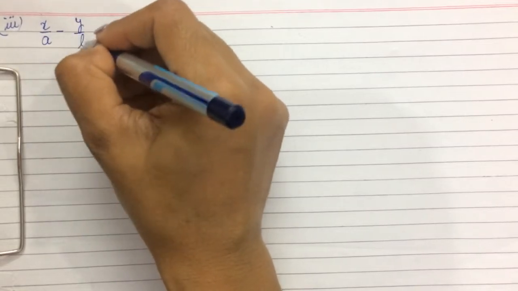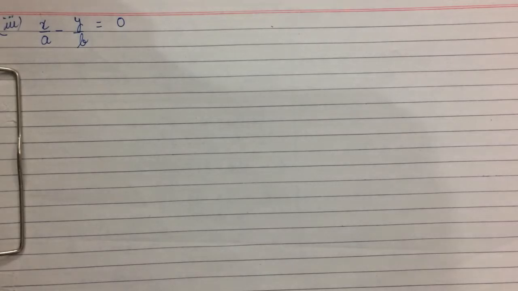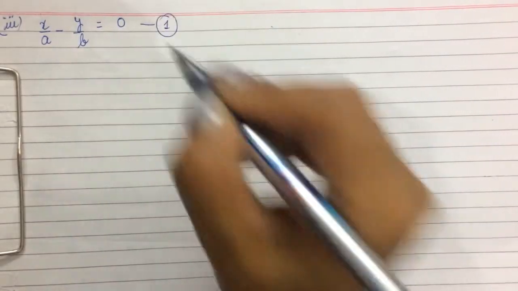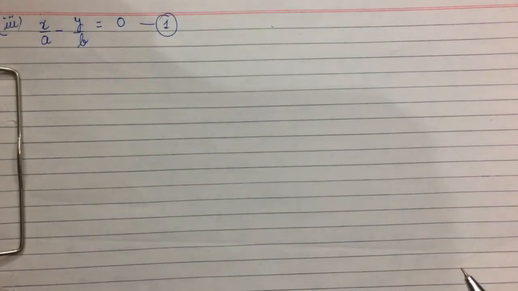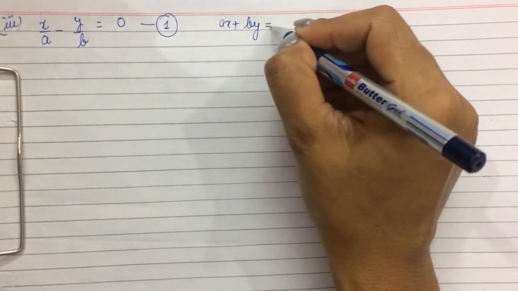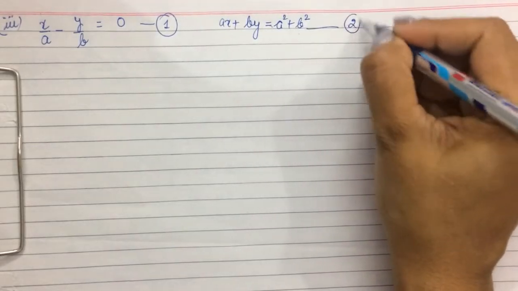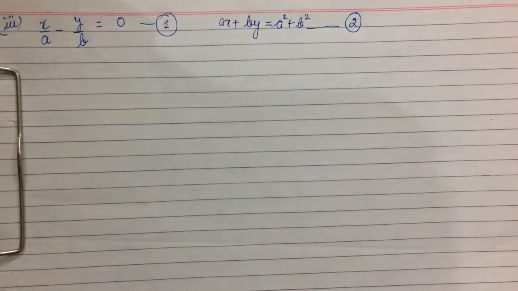Third part of the same question. I have x over a minus y over b equals 0. This is equation number 1. And the second equation is ax plus by equals a square plus b square. These are the two equations given to me.